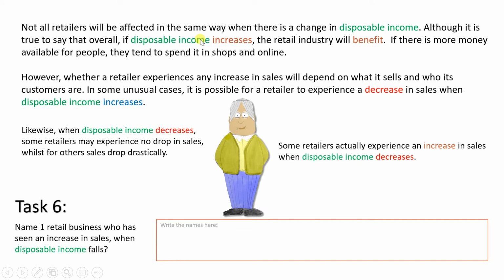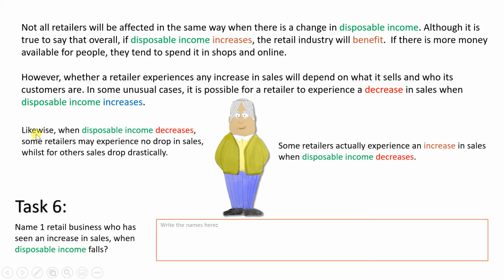Not all retailers will be affected in the same way when there is a change in disposable income, although it is true to say that overall, if disposable income increases, the retail industry will benefit. If there is more money available for people, they tend to spend it in shops and online. However, whether a retailer experiences any increase in sales will depend on what it sells and who its customers are. In some unusual cases, it is possible for a retailer to experience a decrease in sales when disposable income increases.